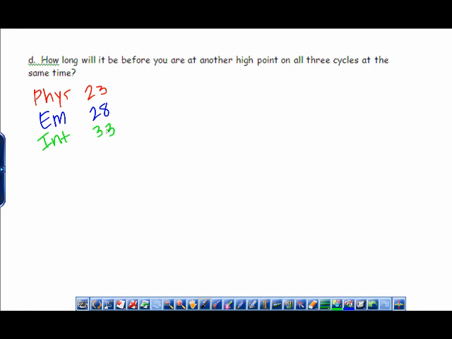Okay, so these three numbers really don't share a lot of common multiples, but that's what we want to find. We want to find the common multiple, and since it's asking us how long it will be before you are at a peak, they want to know the first one. So this is called least common multiple, and this takes you back to elementary school. This is just one real life example of when you would want to find the least common multiple.